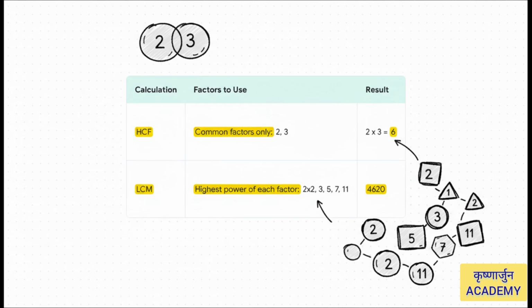Easy enough. Now for the LCM, we take the most of every single prime factor involved. That means we need two 2s, one 3, one 5, one 7, and one 11.